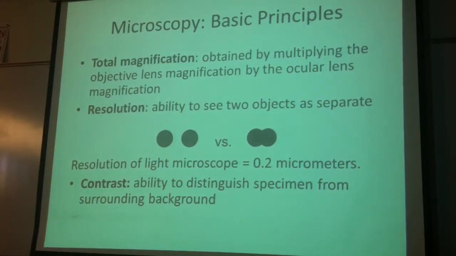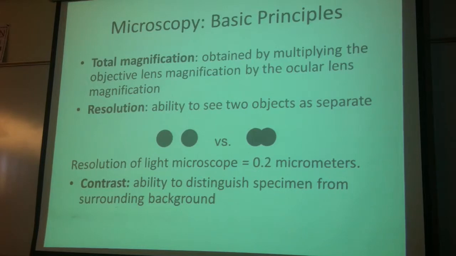Contrast. So this is something we were having a problem, especially with the yeast yesterday. So being able to distinguish the specimen from the surrounding background. Okay, so this is where you try and change that contrast. Sometimes dimming the light makes it so it can help. This is why we use stains. We will be using stains tomorrow.